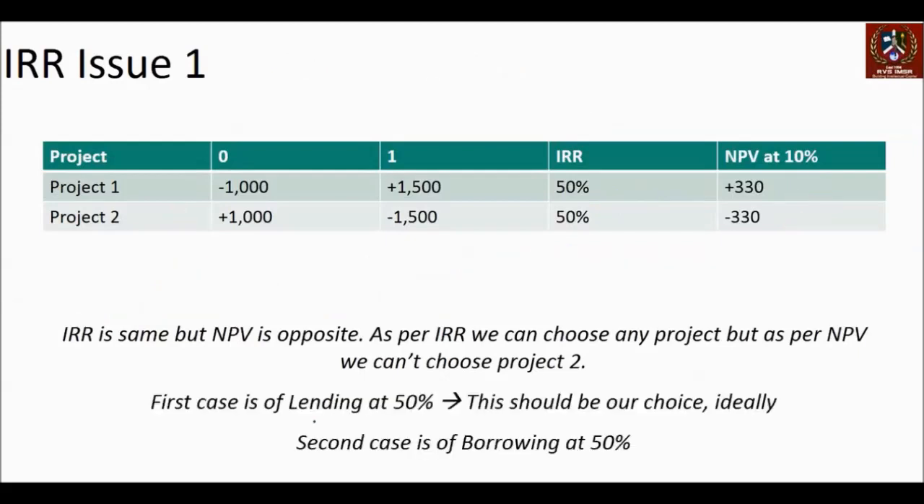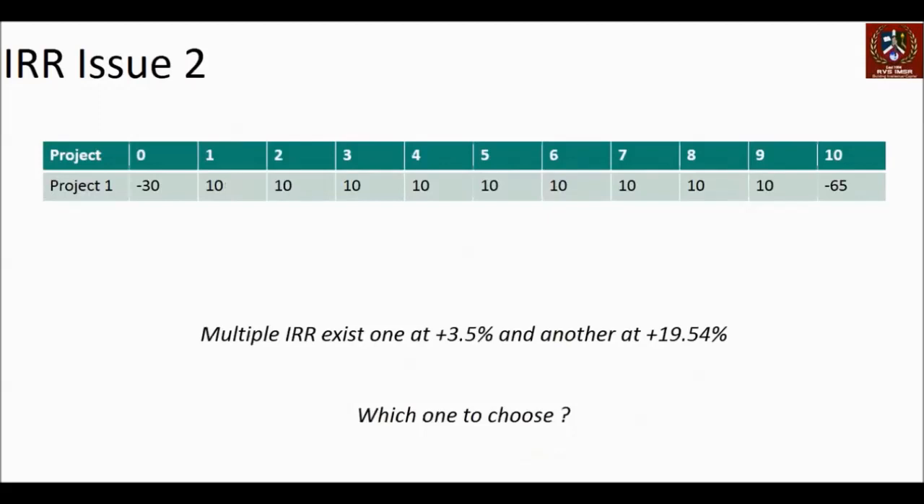The first case is of lending at 50%. The second case is of borrowing at 50%, and lending should be our choice. And the NPV rule shows that lending should be our choice, right? That's the first issue with IRR. Let's look at another issue with IRR.